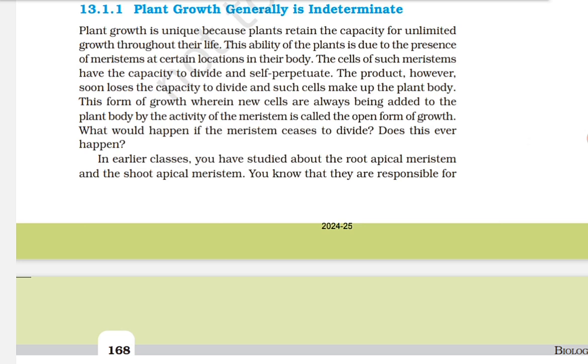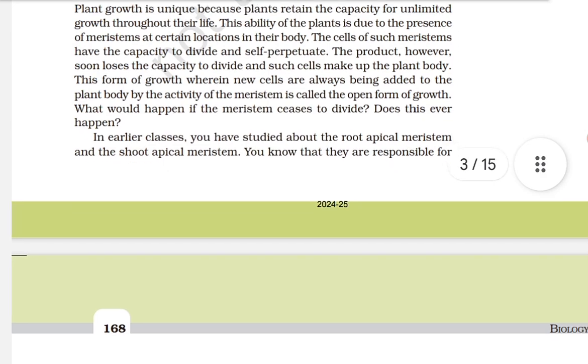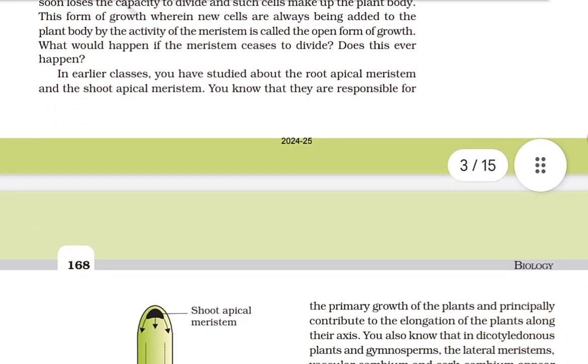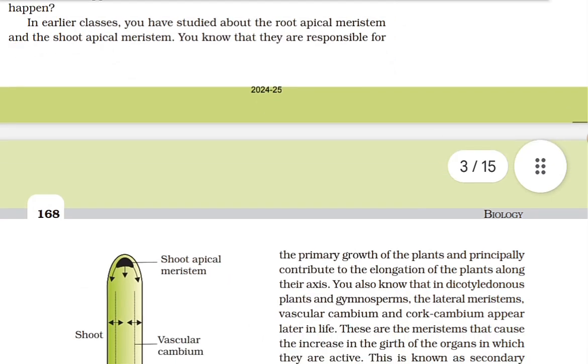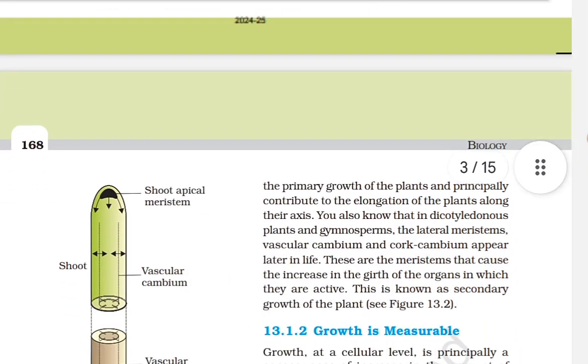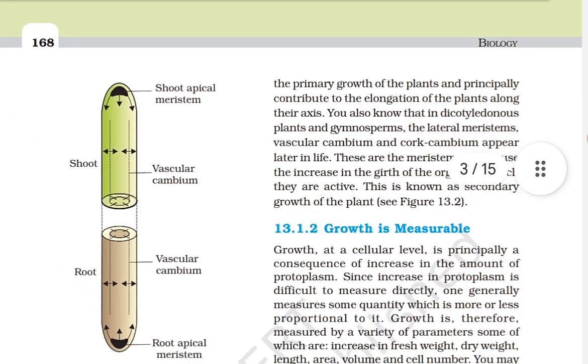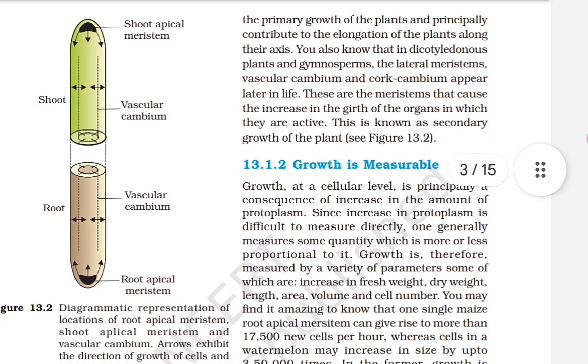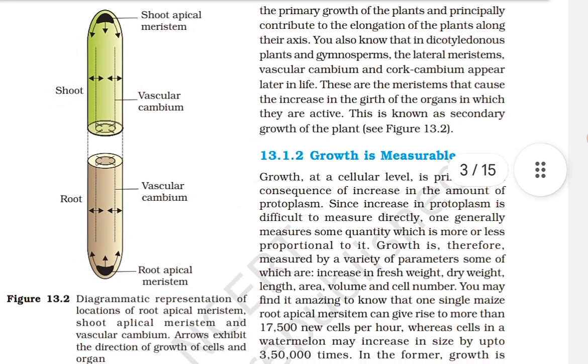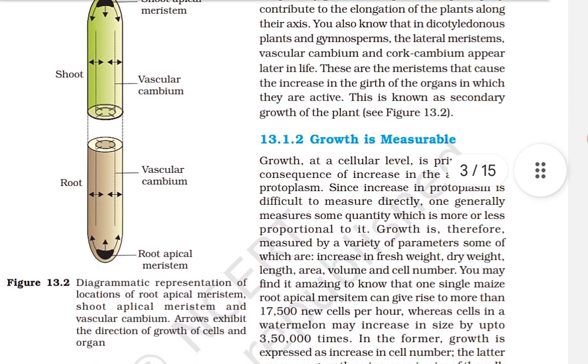Plant growth generally is indeterminate. Plant growth is unique because plants retain the capacity for unlimited growth throughout their life. This ability of the plant is due to the presence of meristems at certain locations in their body. The cells of such meristems have the capacity to divide and self-perpetuate. The product, however, soon loses the capacity to divide, and such cells make up the plant body.